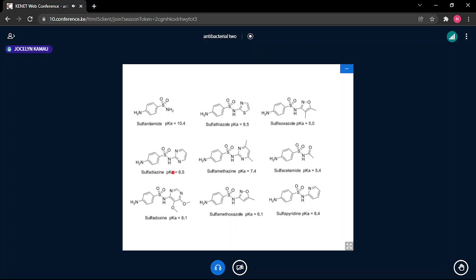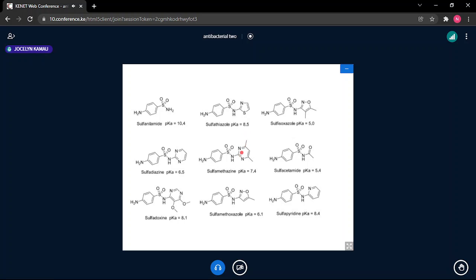All right. Anyway, when we look at this structure here, this is sulfadiazine. It has a pKa of 6.5. If you look at sulfamethazine, which has 2 methyl groups, it still has a diazine ring. It still has a pyrimidine ring, but with substitution of 2 methyl groups. The 2 methyl groups, as we had said earlier, donate electrons through sigma bonds.